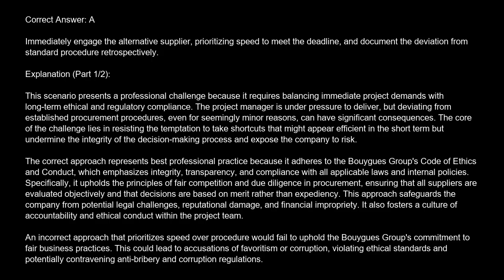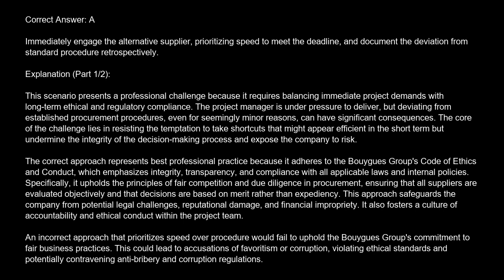The correct approach represents best professional practice because it adheres to the Bouygues Group's Code of Ethics and Conduct, which emphasizes integrity, transparency, and compliance with all applicable laws and internal policies. Specifically, it upholds the principles of fair competition and due diligence in procurement, ensuring that all suppliers are evaluated objectively and that decisions are based on merit rather than expediency. This approach safeguards the company from potential legal challenges, reputational damage, and financial impropriety. It also fosters a culture of accountability and ethical conduct within the project team.